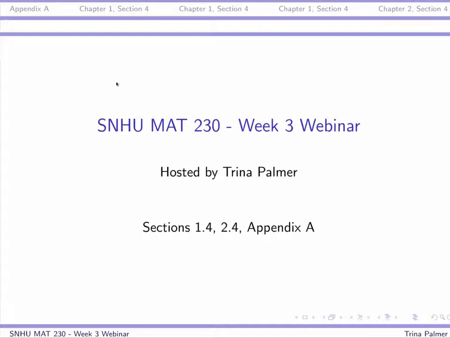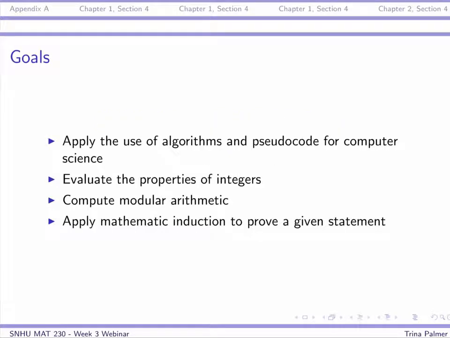But tonight we'll go through these examples from the week 3 material. The first thing we'll look at is algorithms and pseudocode, look at some properties of integers, use the Euclidean algorithm, and look at some mathematical induction problems. And then any other questions you guys have.